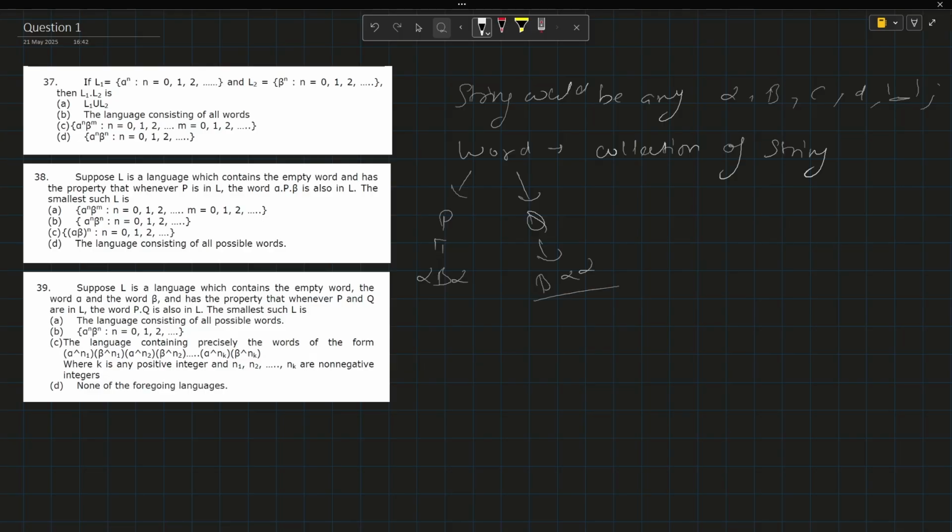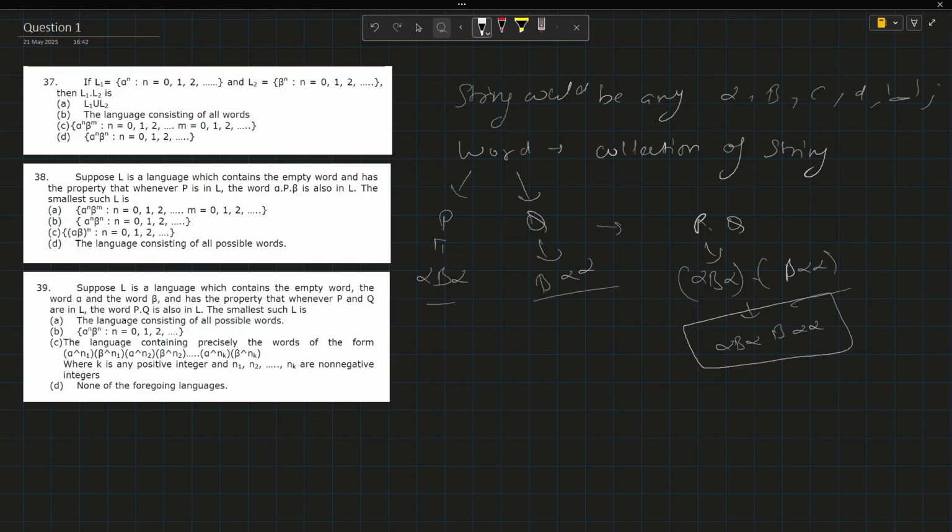Okay. Now the product of this would be alpha beta alpha dot beta alpha alpha. Now this word would be the sequence of these two combined, alpha beta alpha beta alpha alpha. Now this is the new word.